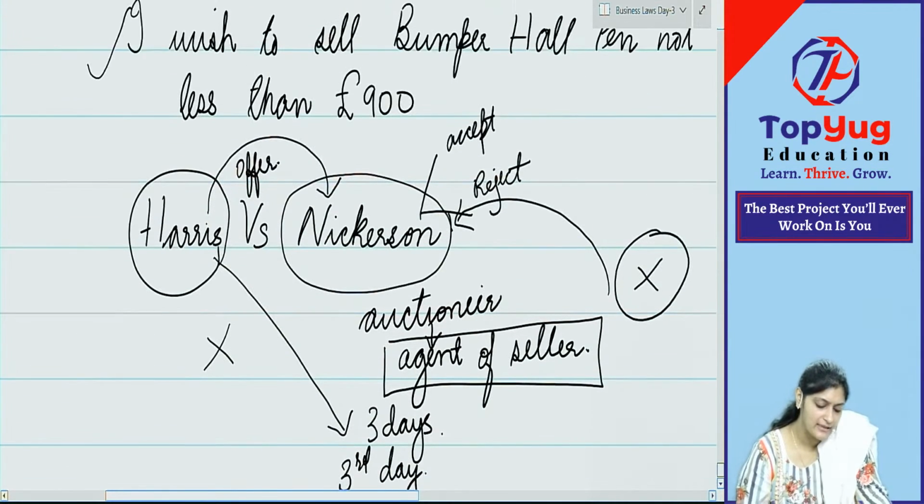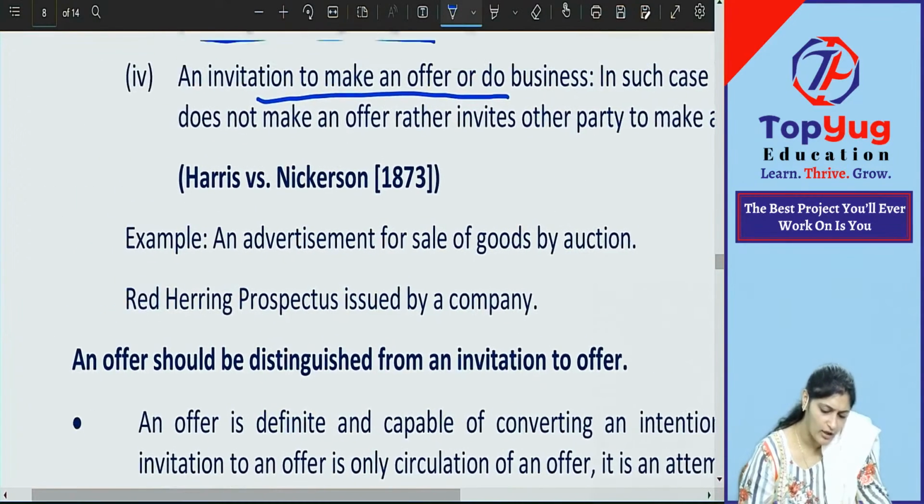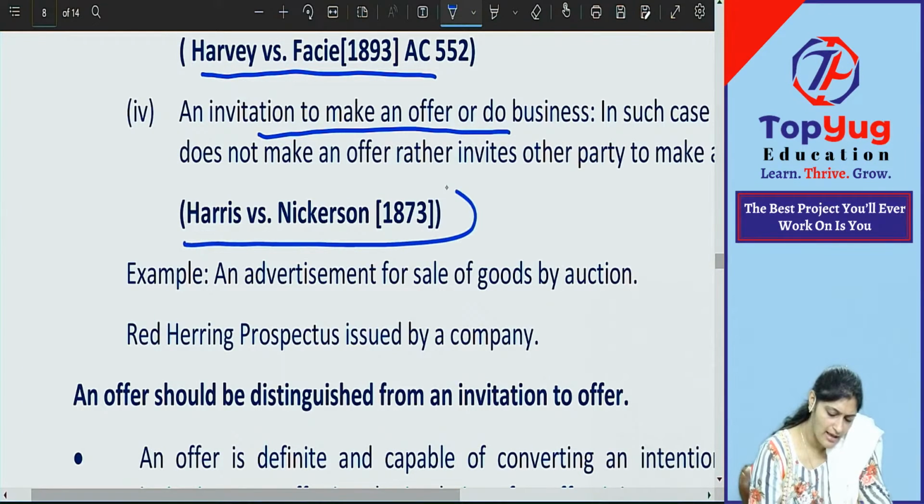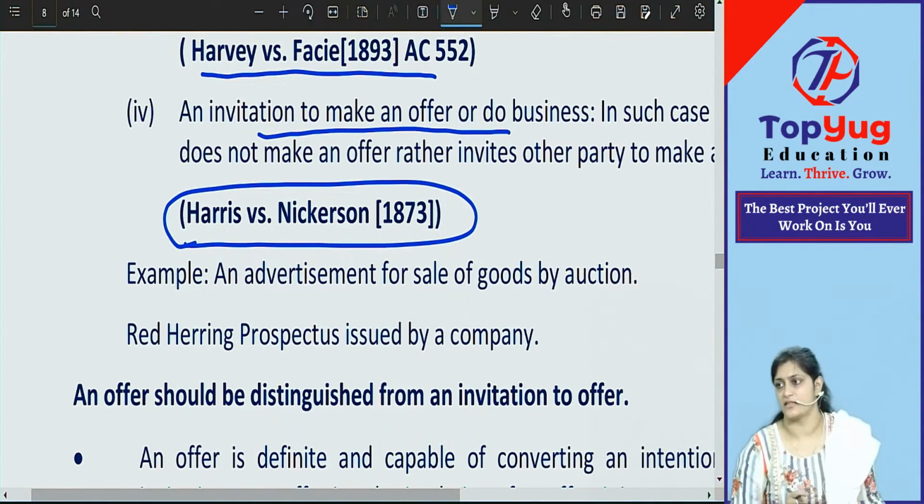So what is this? An invitation to do business is not considered to be an offer. And it was decided in which case law? Harris versus Nickerson. Did you write the facts of the case in your own words? Everybody, please do that.